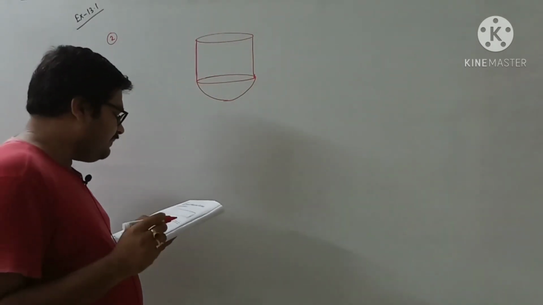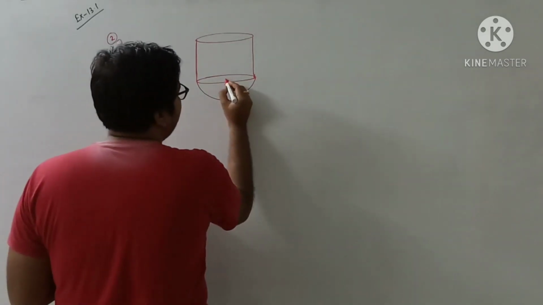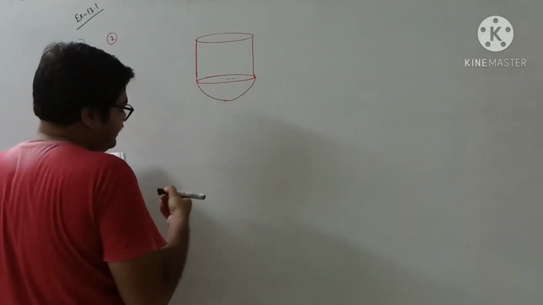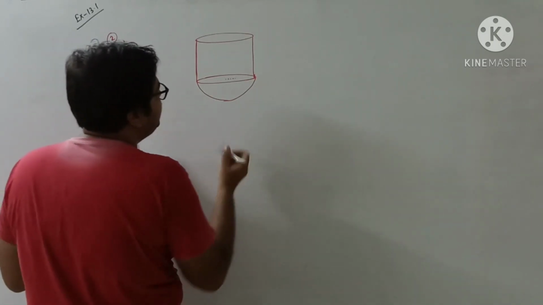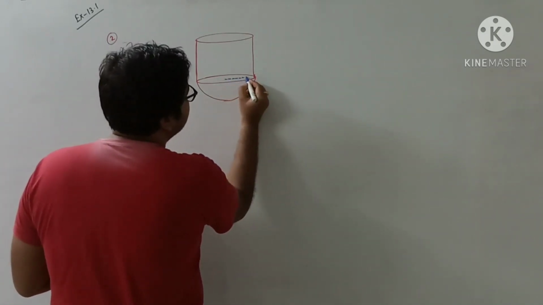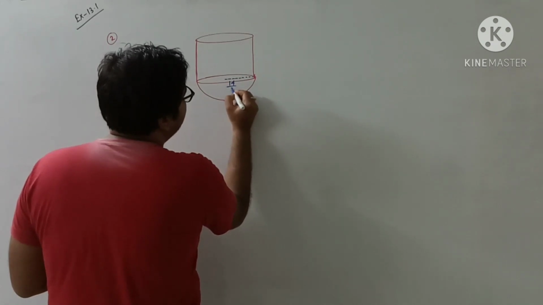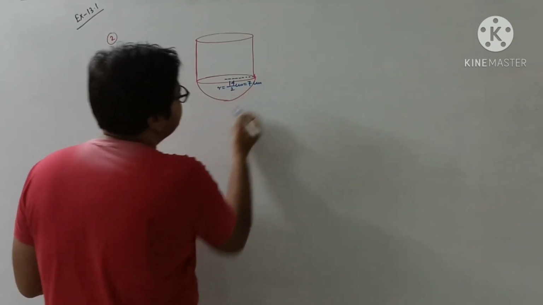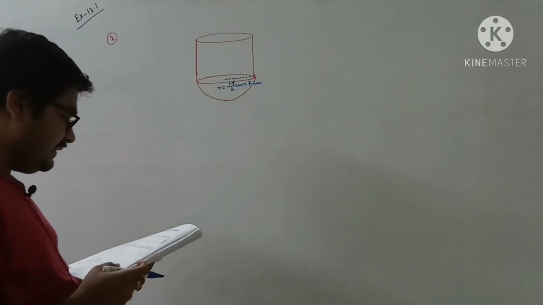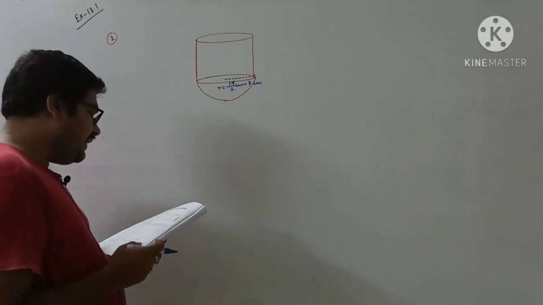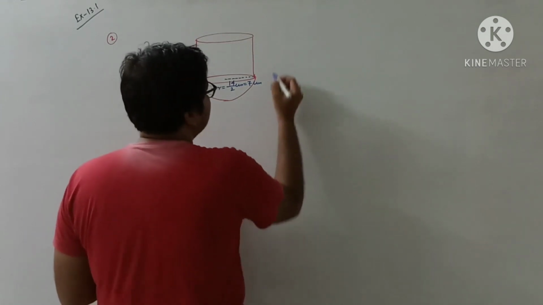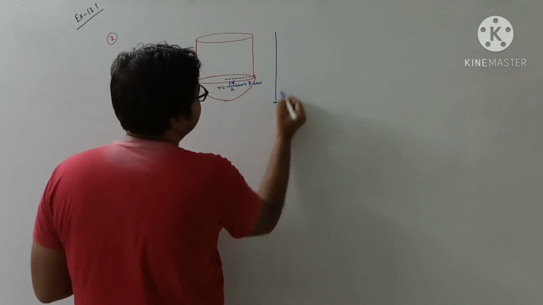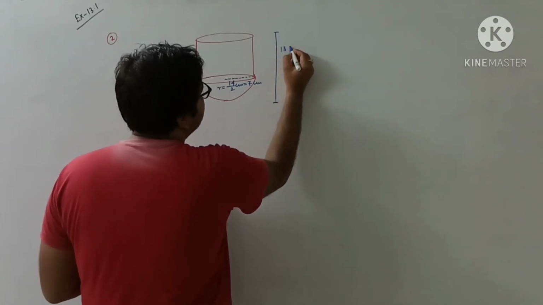The diameter of the hemisphere is 14. So what is the radius? Diameter is 14, so the radius will be 14 by 2 centimeter. That is 7 centimeter. Okay. And the total height of the vessel is 13 centimeter.